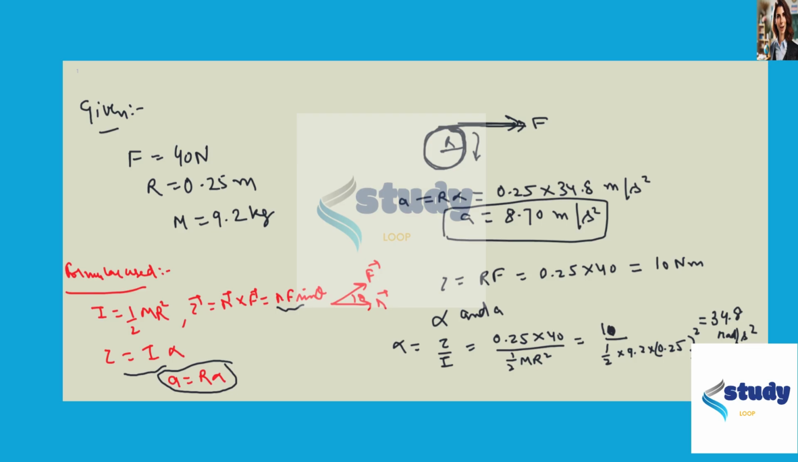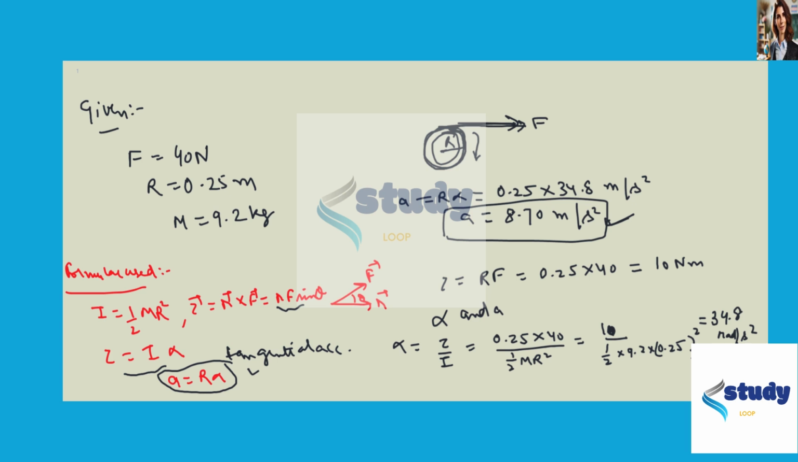So alpha is experienced by the wheel, but a on the cord is this vector, this acceleration, which is a tangential acceleration. Since the force is acting tangentially, we have tangential acceleration on the cord.